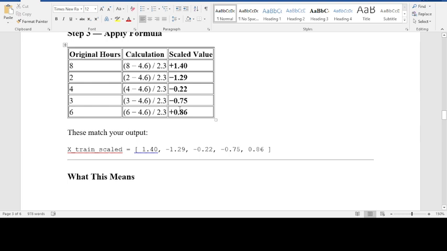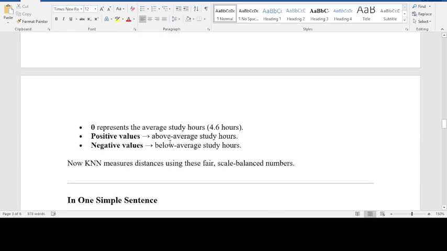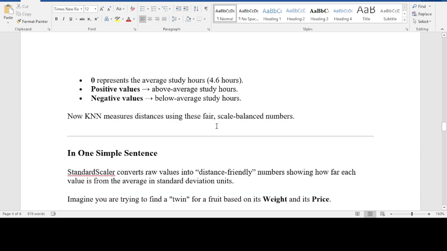What are all these things? Plus 1.40, minus 1.29. What is the meaning of this? For example, if it is minus 0.75, it means it is below the 4.6. So negative means it is below average study hours. What is the below average? It is below 4.6. That is the meaning. Okay, now what is the use of this?